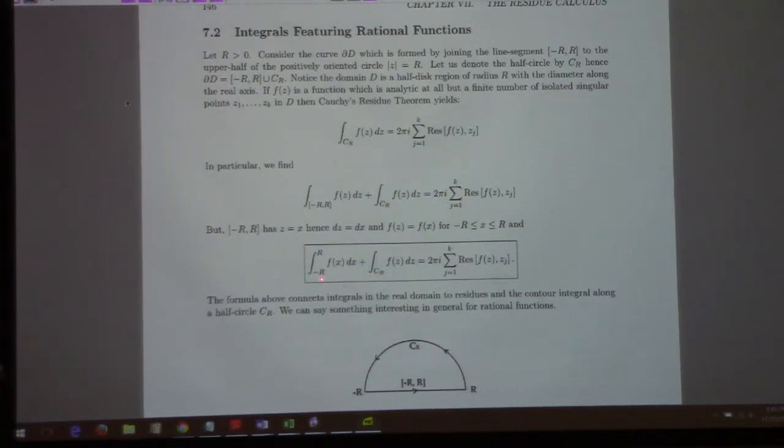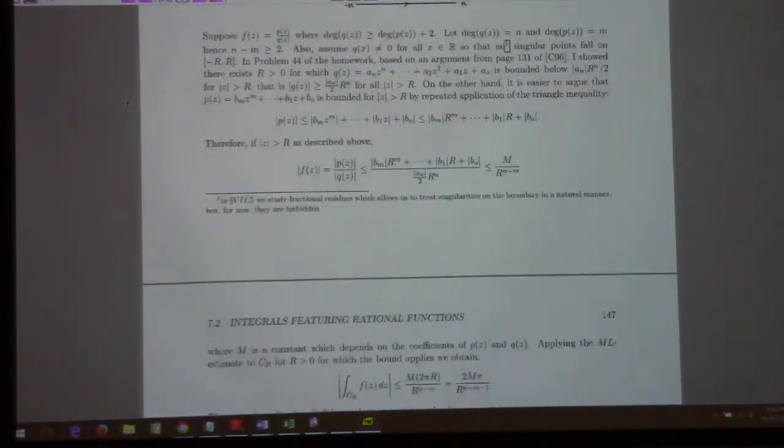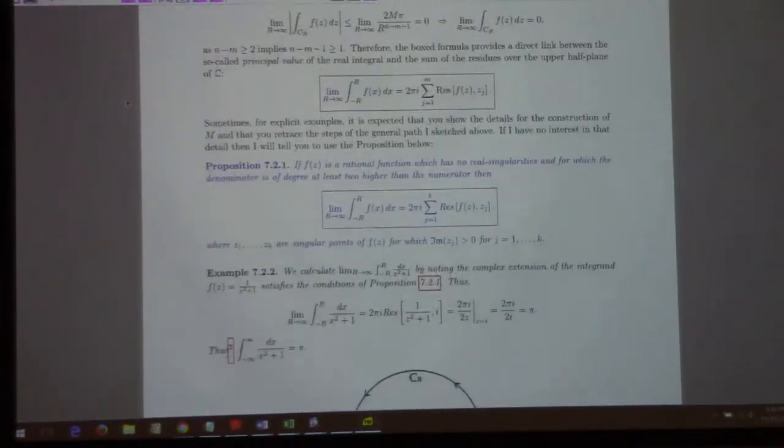So I get the following. I get the integral from minus r to r of f of x dx. This is an ordinary garden variety calculus 2 integral, right? Then plus the integral over this half circle. That's weird, but there are tools we have to put it into submission. And that's equal to 2 pi i times something I can just straight up calculate. This is amazing. This formula is fantastic. Here's how it works. We don't care about the proof. We want to see how it works.